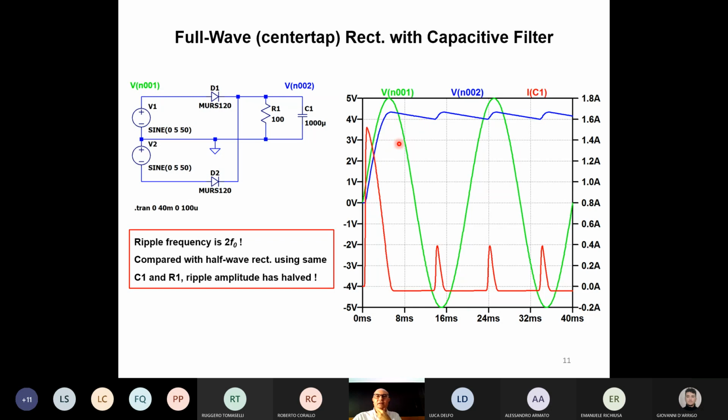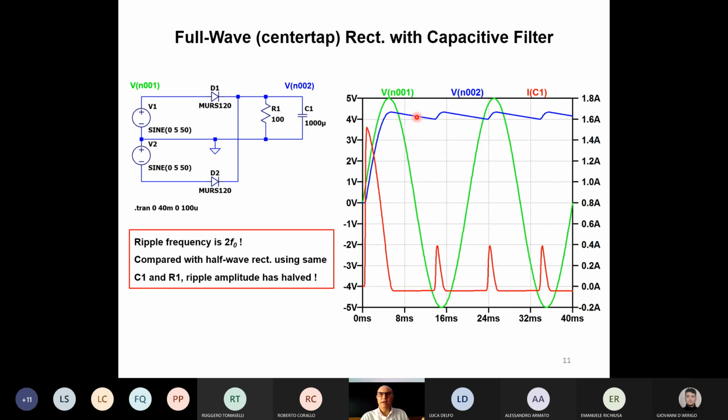If we compare this picture to the previous picture, so a full wave rectifier with a half wave rectifier, we can actually consider that we had a sort of reduction to half of the ripple amplitude. Because in the previous circuit, which had only 1 diode, the capacitor was discharging from this value down to here. Now, instead, during the negative peak, we have also recharge of the capacitor. So the time that the capacitor has to discharge is half than the previous case.